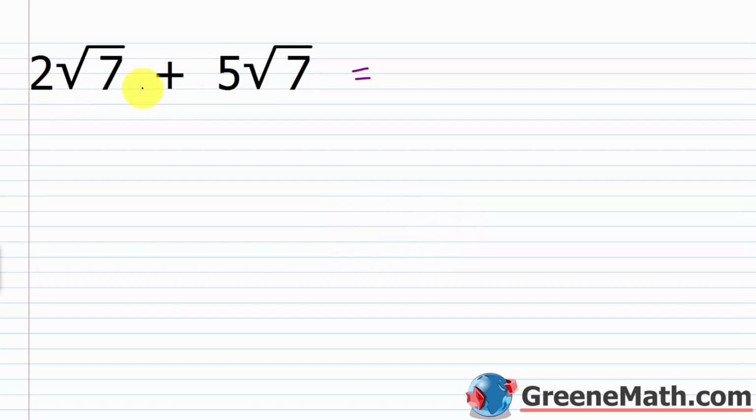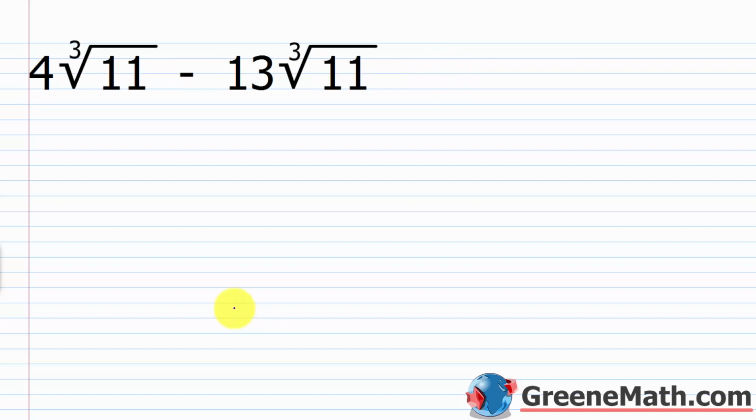You just want to work with the numbers that are multiplying the radicals. So again, 2 plus 5 is 7, and then times this common radical of the square root of 7. Okay, very, very simple.